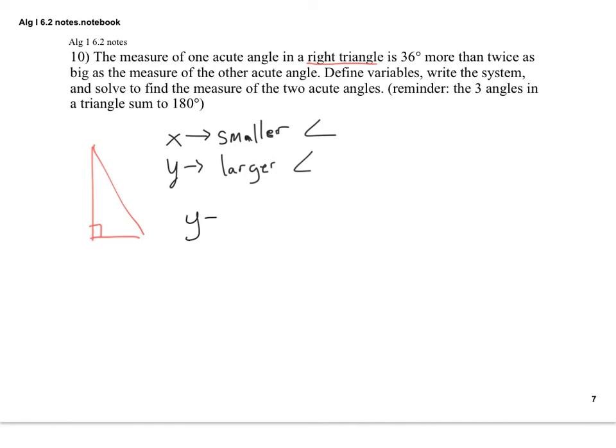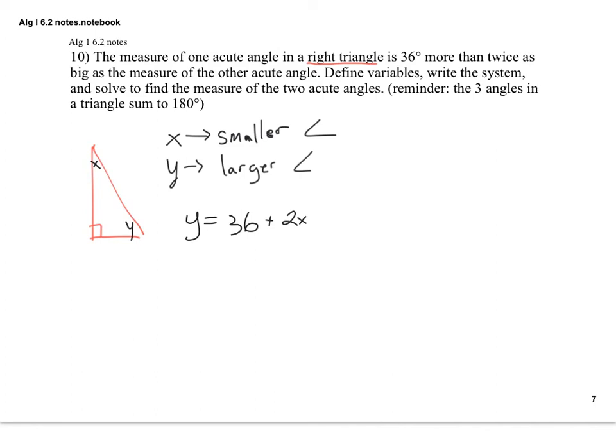So y in this case is equal to 36 degrees more than twice as big as the measure of the other acute angle. So that is larger than twice the size of the other angle. So that's how big my y acute angle is. And in our picture over here, y would be this one, x would be that one.